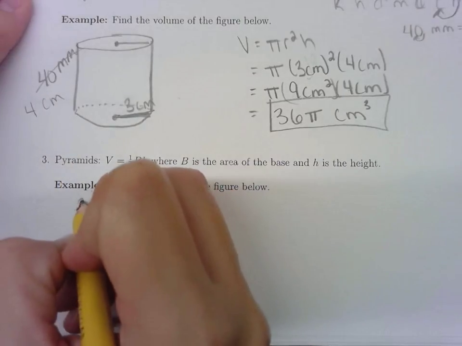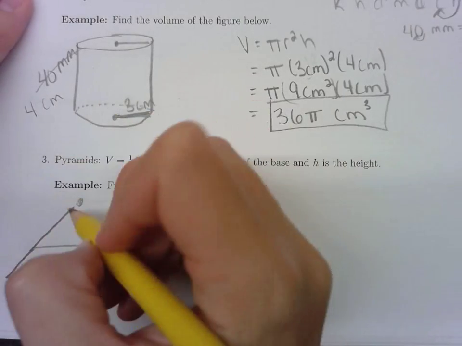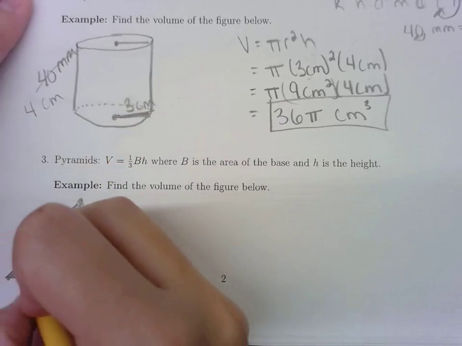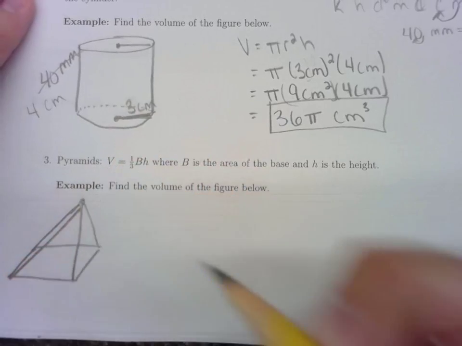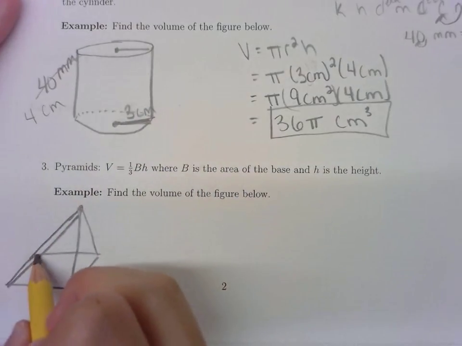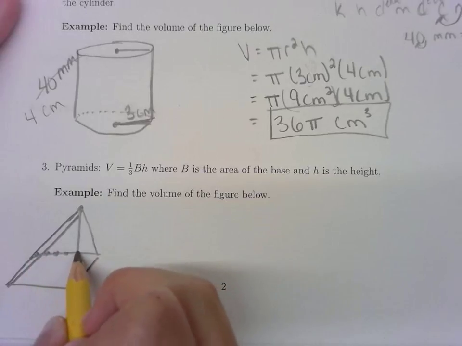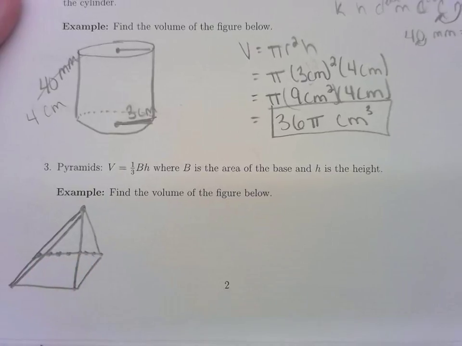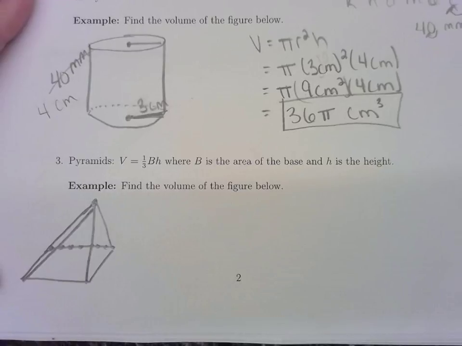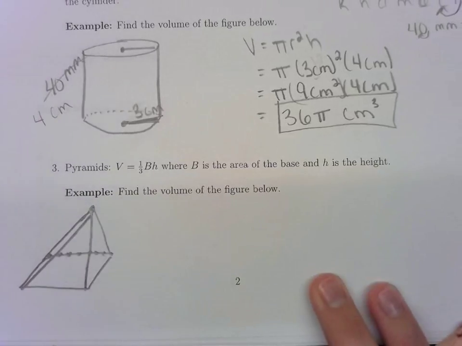And then a pyramid just has a point at the top, and I'm just going to connect. Okay, so here's a pyramid. I'm going to go ahead and make this back line dotted. You wouldn't see that. Okay, so for this volume, let's go ahead and do an example.